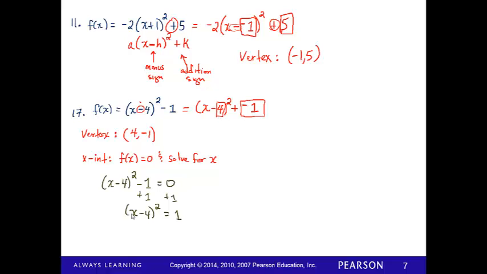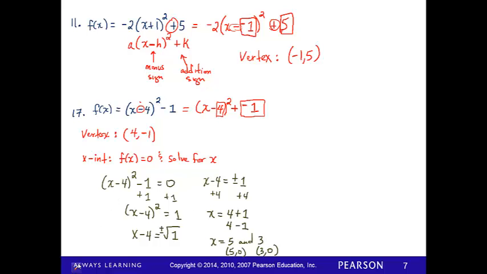The x is inside my parentheses, which means I need to get rid of this square. You get rid of a square by taking the square root. So now you have x minus 4 equals plus or minus the square root of 1. You have two answers, and the square root of 1 is just 1. So x minus 4 equals plus or minus 1. Add 4 on both sides, and you get x equals 4 plus 1 as well as 4 minus 1. So your x-intercepts are 5 and 3, which are the points (5, 0) and (3, 0).